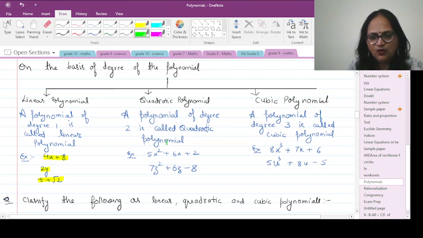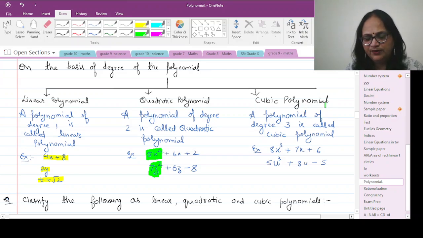Correct? Quadratic, a polynomial of degree 2 is called quadratic. Here 5x to the power 2, 7z to the power 2. Maximum power of the variable is 2. So these are with degree 2. Degree 2 means quadratic polynomial. Come to the third one, cubic polynomial. A polynomial of degree 3 is called cubic polynomial. For example, 8x cube, 5u cube. Correct? These are with degree 3. So they are known as cubic polynomial.